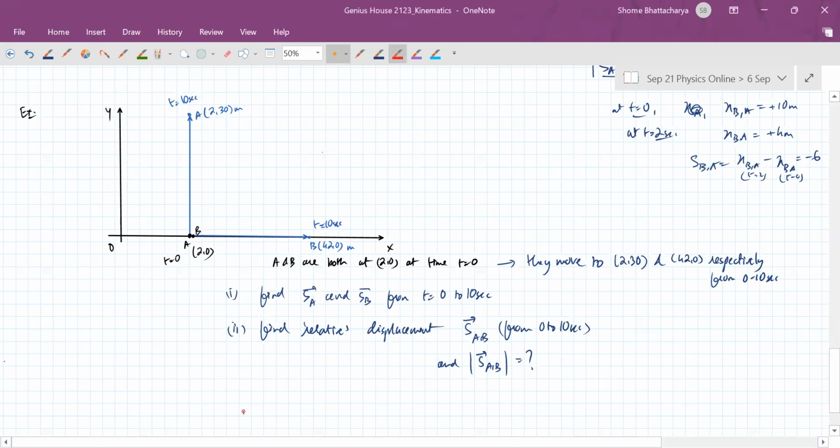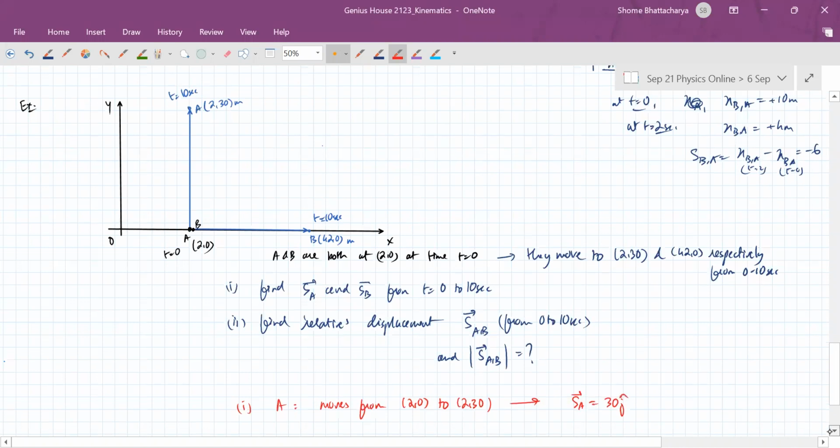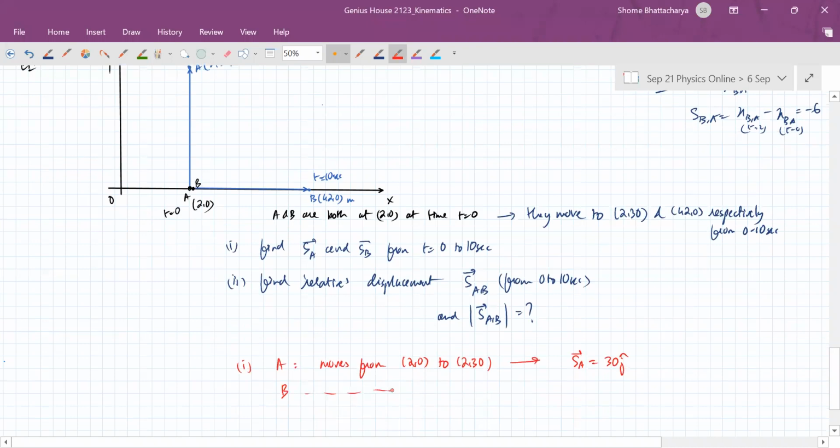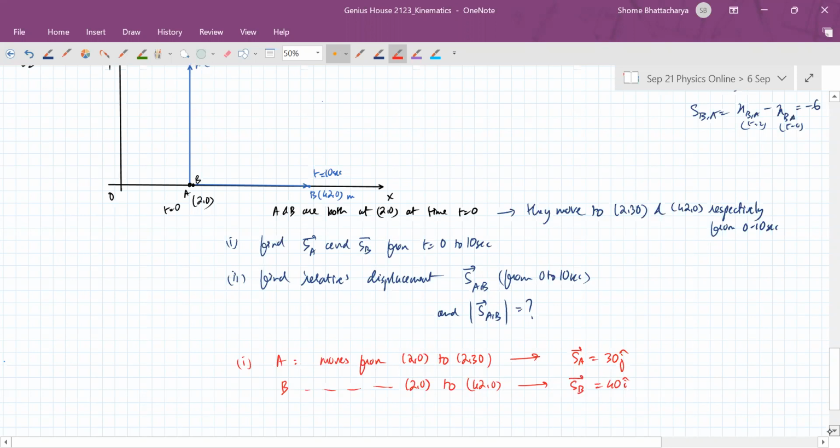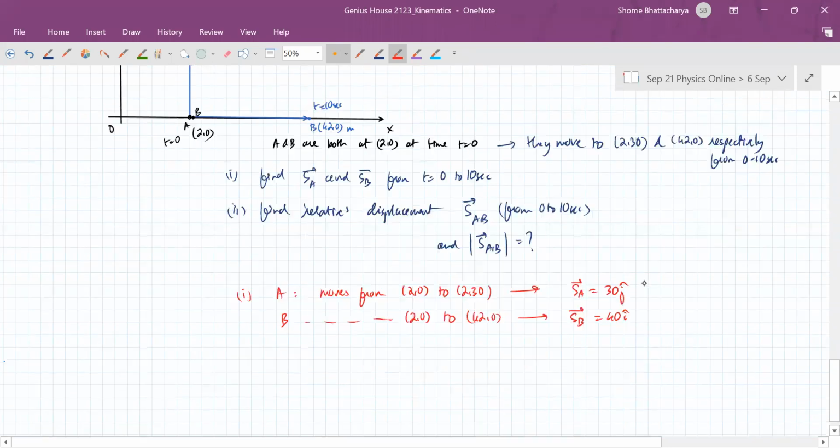For the first part, you can just see that A moves from 2,0 to 2,30. Therefore, the displacement of A during that time is 30 j cap. And B similarly moves from 2,0 to 42,0. So the displacement of B is 40 i cap. This is in 0 to 10 seconds.